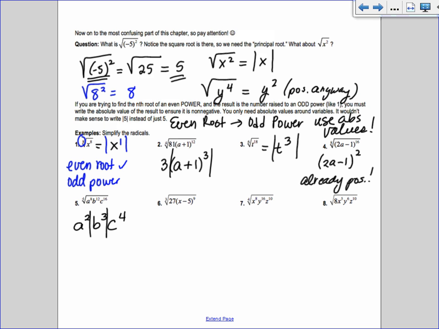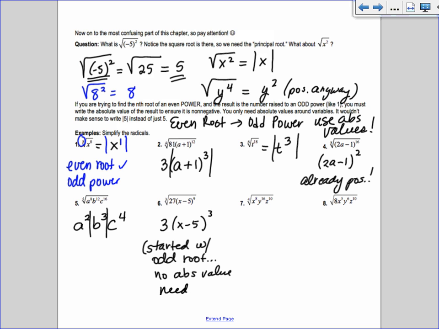All right, this next one. So I'm going to have 3, right, cube root of 27, x minus 5 to the 3. Absolute values? Why? It wasn't an even root, right? Is it okay to be negative if you have a cube root? Yeah, if I have the cube root of -125, it's okay that it's negative in the end. Started with an odd root. No absolute values needed. Does that make sense? So you're always saying even root, yes. Odd power, yes. That's when you do absolute values.